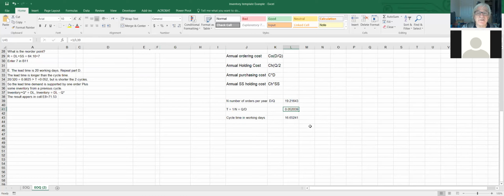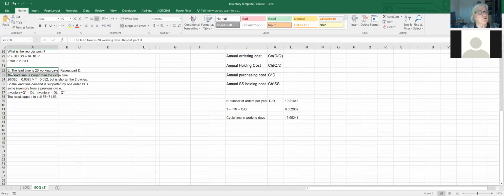So about 5% of the year is a cycle time, which of course, is not a workable value. You want to express it in working days. Well, we know that 1 year is 320 working days. So multiplied by 0.052, and you find that every 16.6 working days, you're going to place a new order. And this is it. That's the EOQ model.